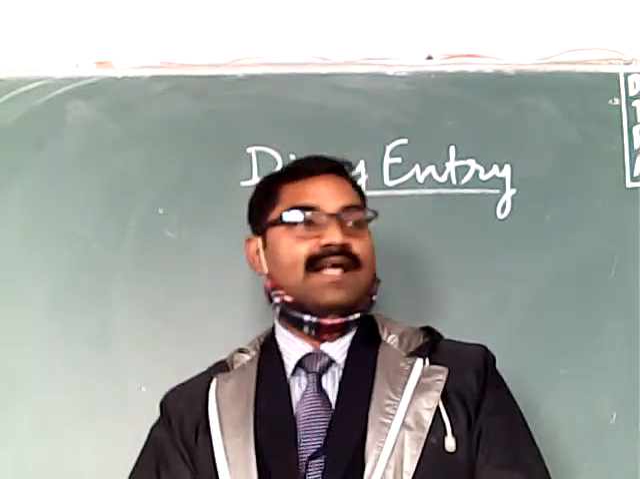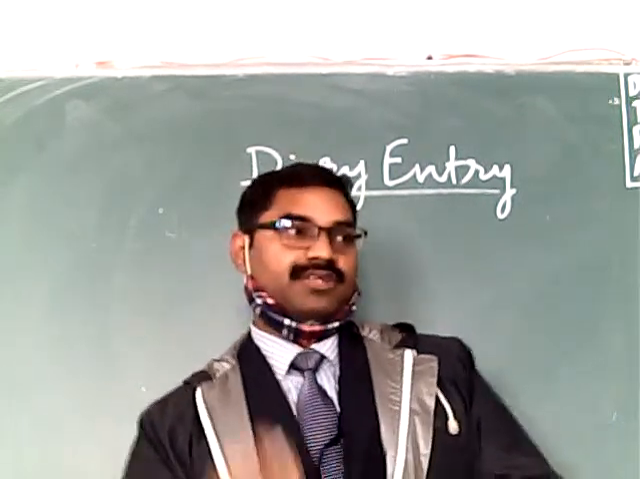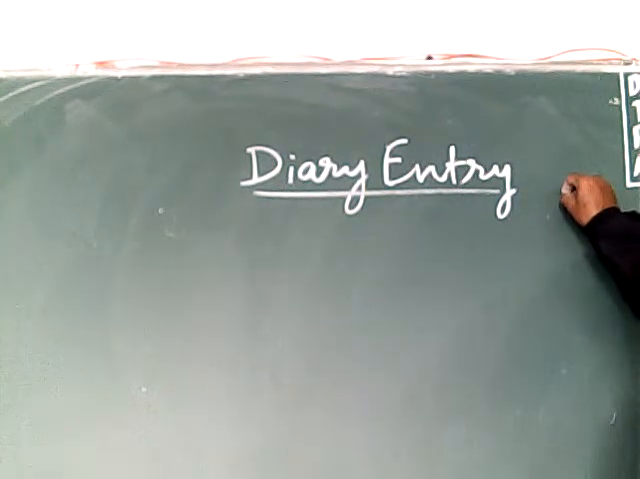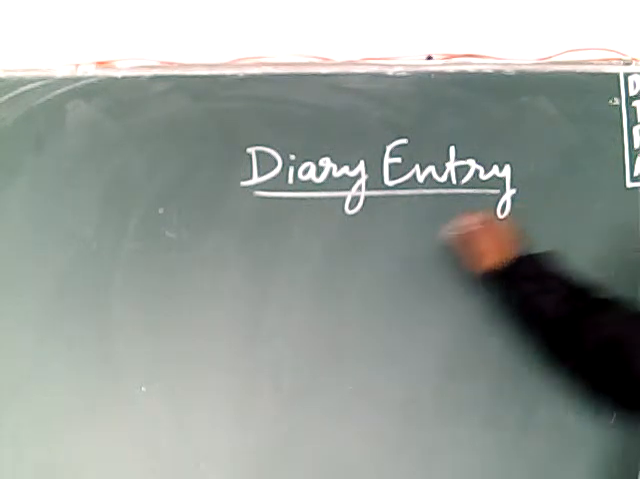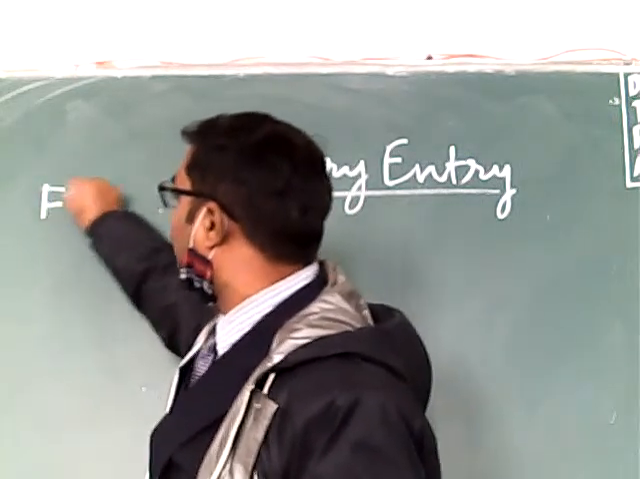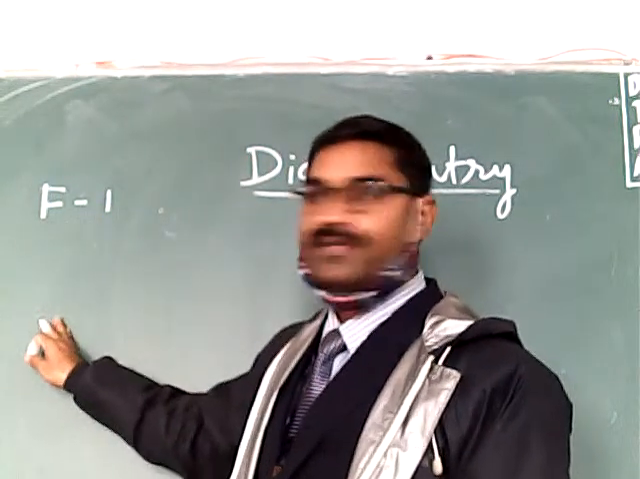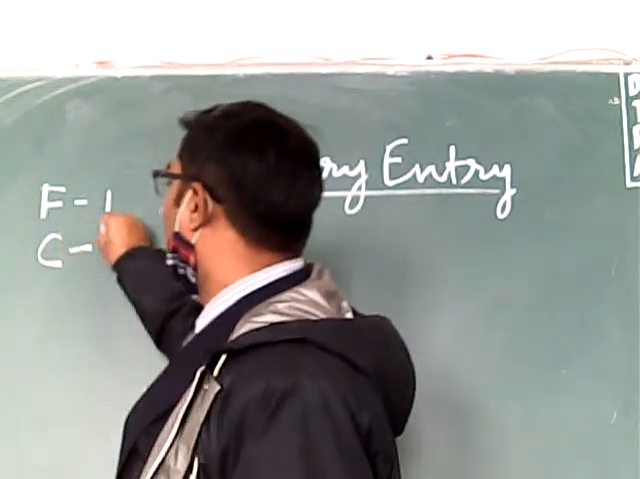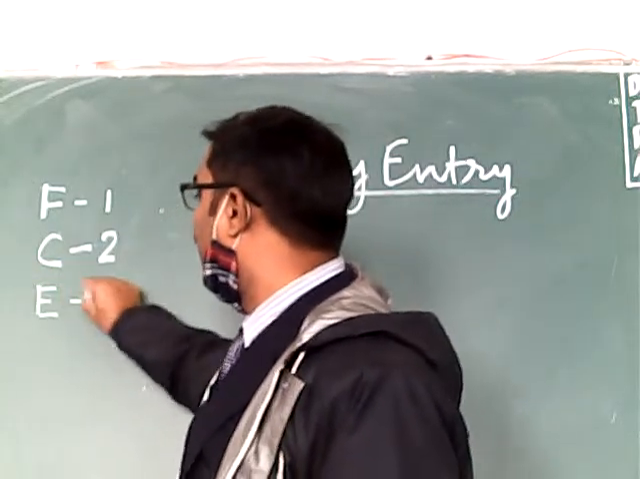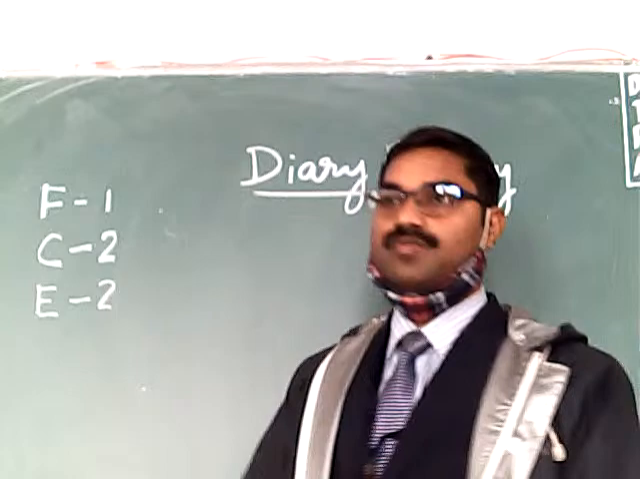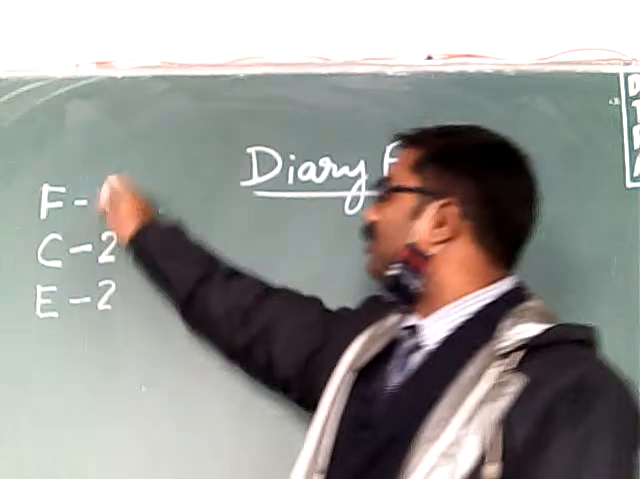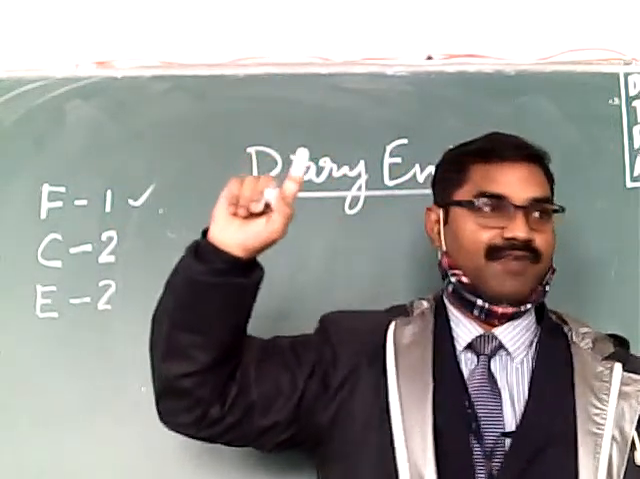Let us see the format of this diary entry. In the examination, there will be three aspects which would be evaluated. Let me write here. Number one is format, for which you will be given 1 mark. Number two is content, for which you will be given 2 marks. And number three is expression, for this even you will be given 2 marks.